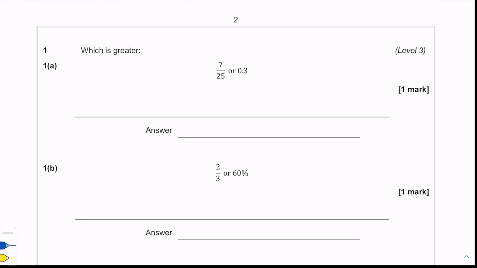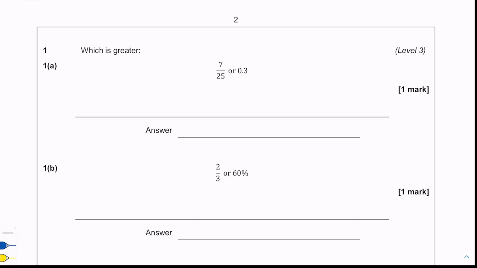So the first few questions are on fractions, decimals and percentages. Let's make a start. The first one: which is greater, 7/25 or 0.3? We need to get these both into an equivalent form, so either both as fractions, both as decimals, or both as percentages. Let's do them both as decimals.